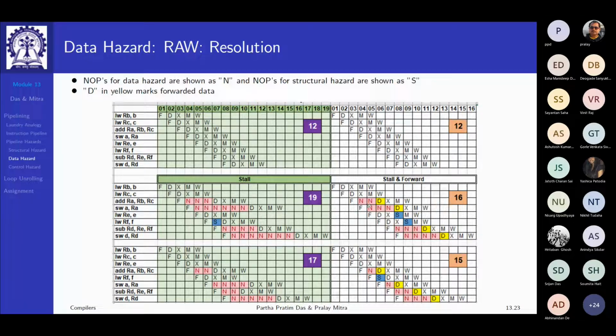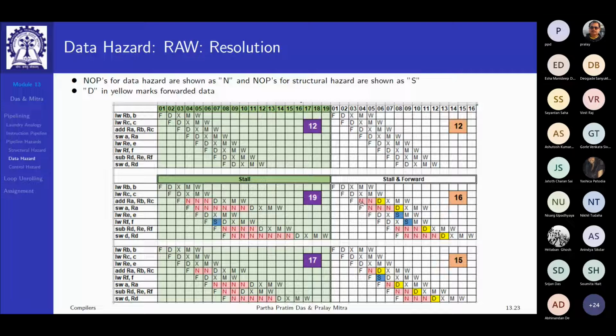So let us first look at forwarding. Let's say the hardware has forwarding logic. So in add, actually we were waiting till cycle 7 to get the value of RC, which is written back in cycle 6. But since it's a load, the value will actually be available in cycle 5 itself. So instead of having 3 stalls with forwarding, we can manage with 2 stalls.